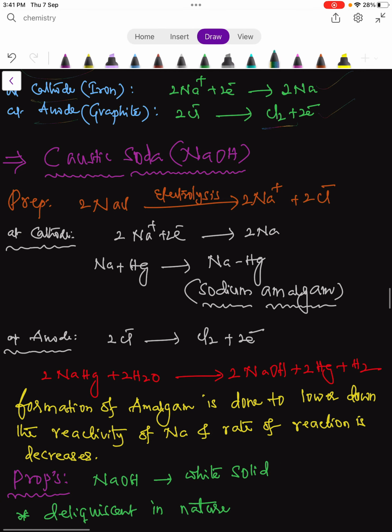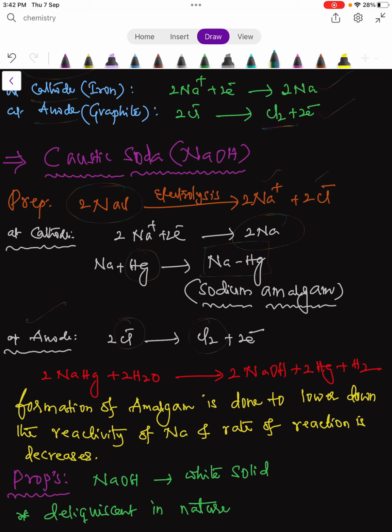Next, caustic soda, sodium hydroxide, which is a very important and well-known substance among sodium compounds. Here also we take brine solution, that is NaCl, which on electrolysis gives Na plus and Cl minus ions. At the cathode, reduction takes place, sodium ions are liberated, and this sodium reacts with mercury, Hg, and forms an amalgam, NaHg. A metal with mercury is called an amalgam, so here it is sodium amalgam. At the anode, oxidation takes place, and chloride ions are oxidized to chlorine gas.